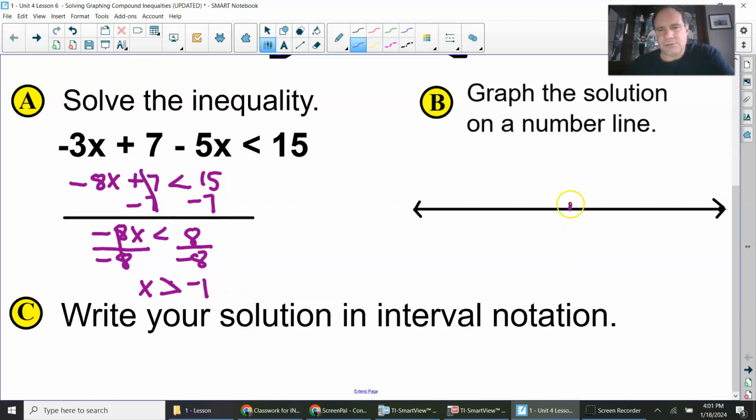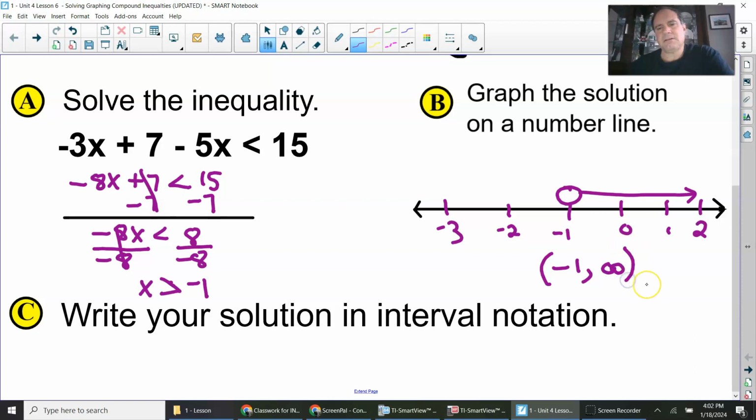You graph your solution on the number line just by putting negative 1, negative 2, negative 3. You put the negative 1 in the middle of the line and you circle, open circle, and going to the right because it's greater than. Your solution in interval notation would be negative 1 in parentheses and positive infinity in a parenthesis. All right? Because it can't be equal to infinity.